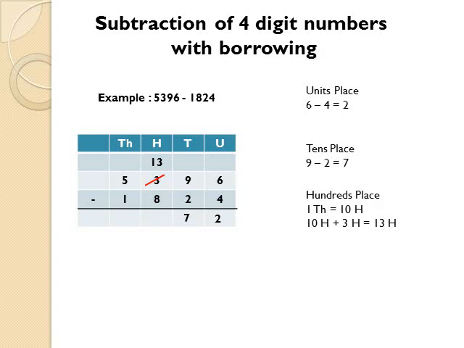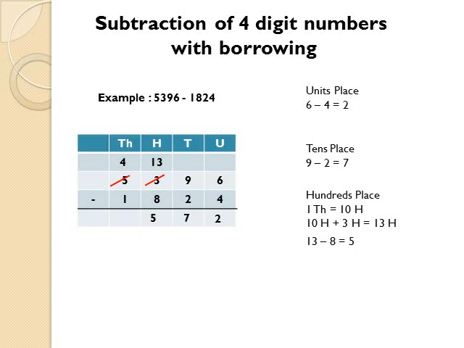Now see the digits in hundreds place. 13 minus 8 is equal to 5. So write 5 in hundreds place. As thousands place has given 1000 to hundreds place, it becomes 4000. So strike out 5 and write 4 above 5.